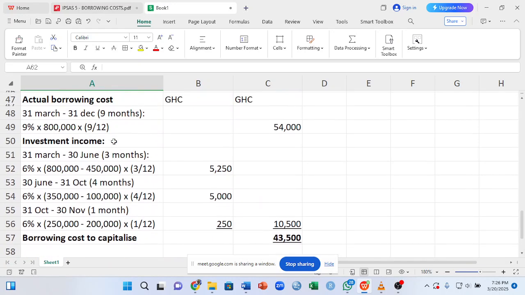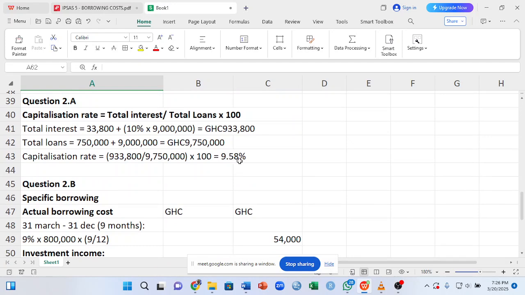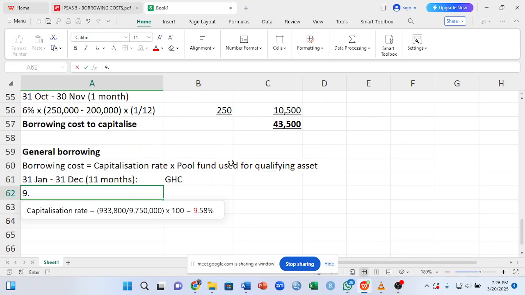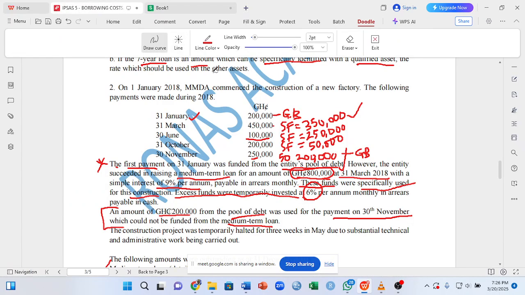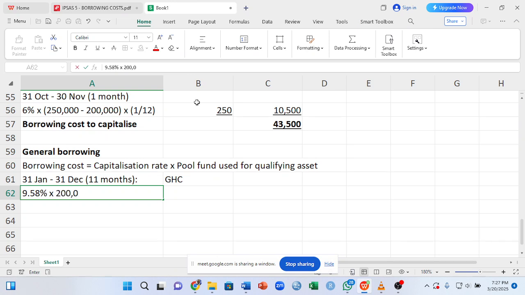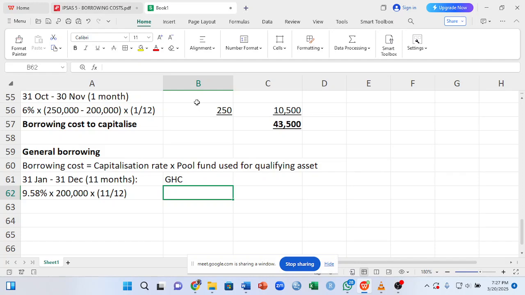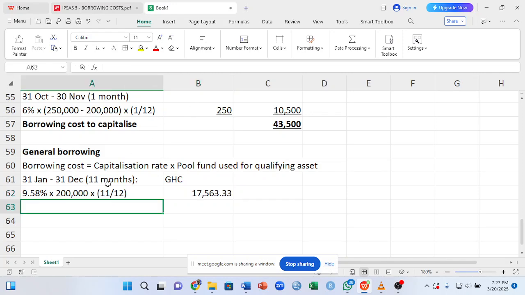So we'll bring the capitalization rate. We have already calculated the capitalization rate. Do you remember? We had 9.58%. So we'll bring that here, and then we multiply by the pool fund we used. The pool fund used at that date was 200,000. Then we consider the months, which is 11 divided by 12. That will give us 17,563.33.